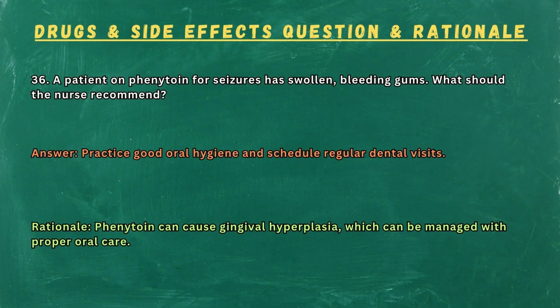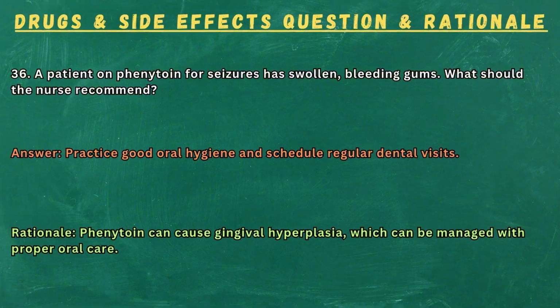36. A patient on phenytoin for seizures has swollen, bleeding gums. What should the nurse recommend? Answer: practice good oral hygiene and schedule regular dental visits. Rationale: phenytoin can cause gingival hyperplasia, which can be managed with proper oral care.